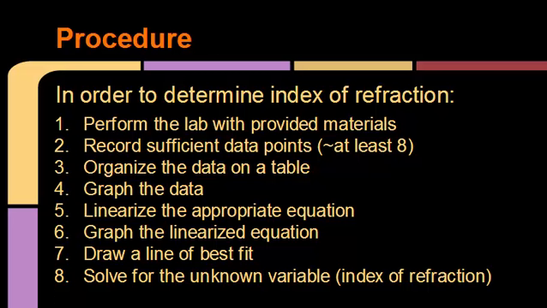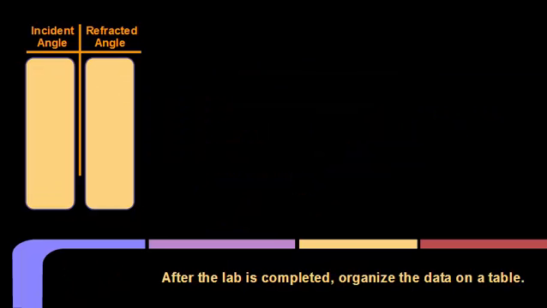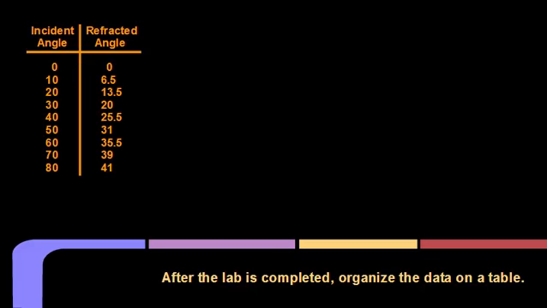And once all your data is organized in a table and graphed, we're going to determine whether or not the function is already linearized, and if not, we're going to find an appropriate equation to represent our data, linearize it, draw a line of best fit, and solve for the unknown variable. In this case, it's the index of refraction. Now, I've just finished the lab and my recorded data is as follows. I've recorded the incident angle from 0 to 80 in increments of 10 degrees, and my refracted angles are as follows.